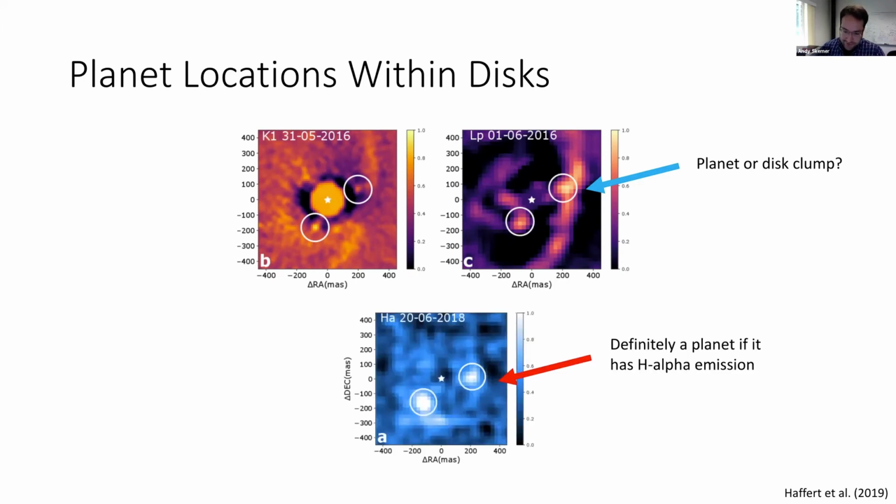But what's really cool is that people have been able to verify planets by seeing them in accretion lines like H alpha. In this case, you wouldn't expect the disk to have H alpha emission. And so the fact that these two blobs really stand out compared to the disk in H alpha means that these are bona fide planets. So I think that's pretty cool.